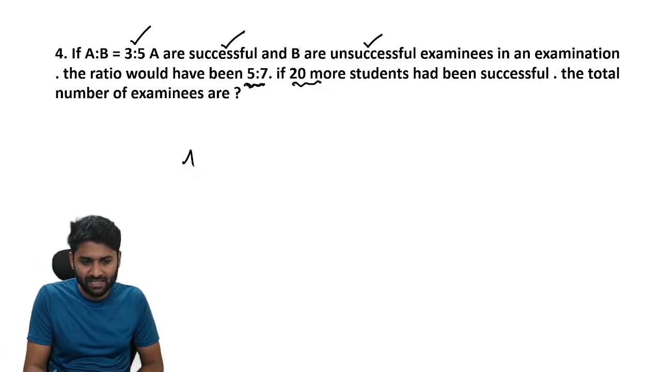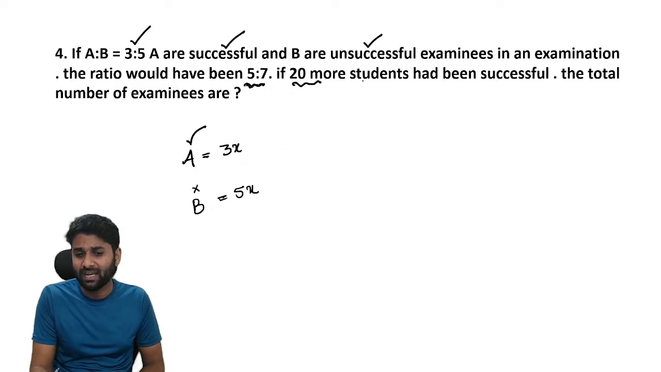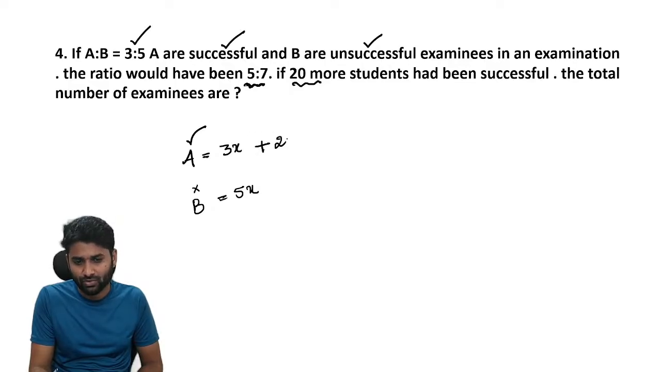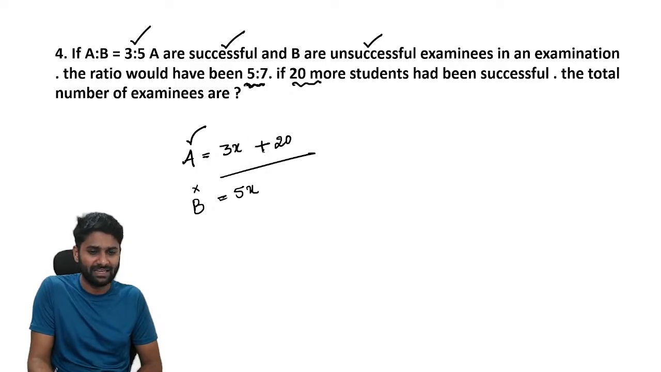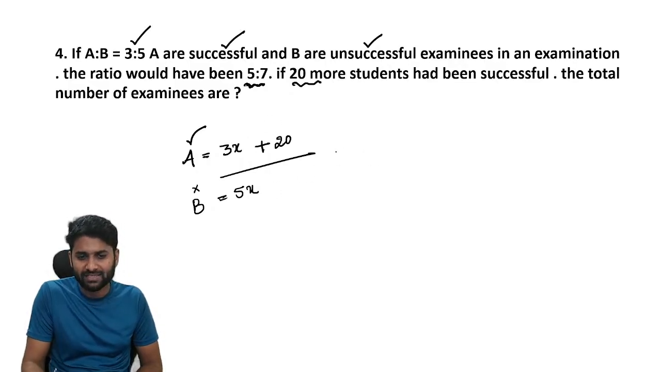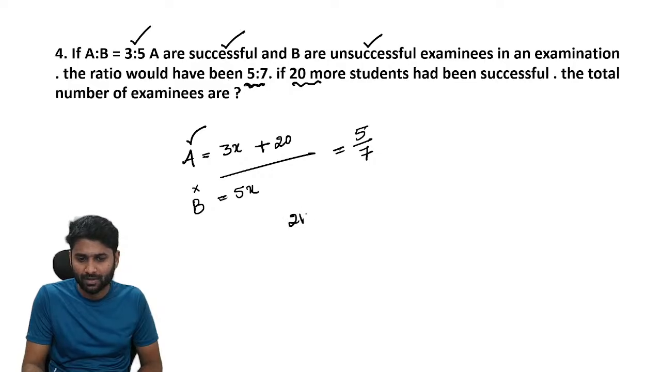See, initially, what is the A's value? 3x. It's all about the successful. And the B, unsuccessful, what is the strength available? 5x. And they clearly mention that if 20 more students had been successful, you add these 20 to the 3x, then the ratio left is 5 is to 7. Just cross multiply them.